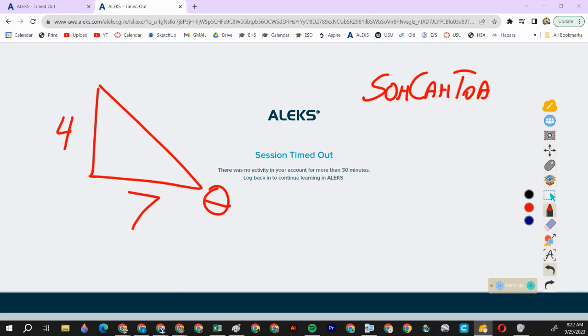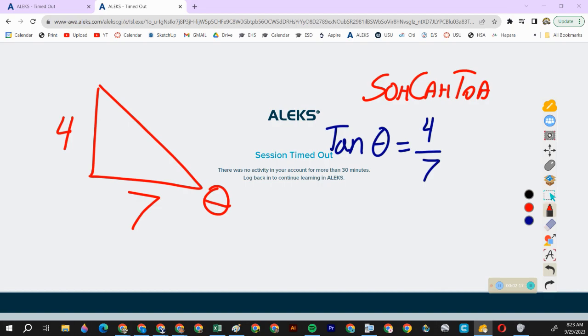What is 4? That would be the O. And 7 is the A. Which one uses O and A? O and A. Tangent. I will write this out. The tangent of theta is 4 over 7.